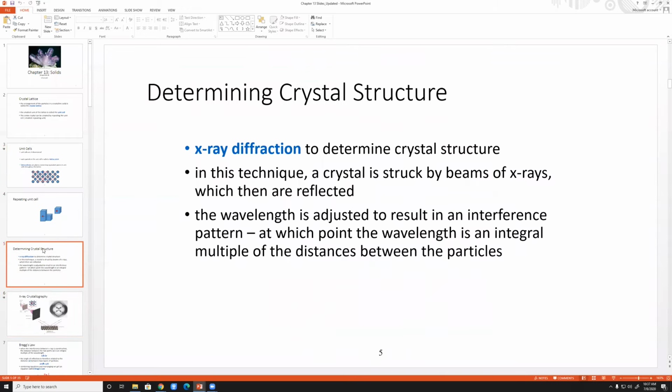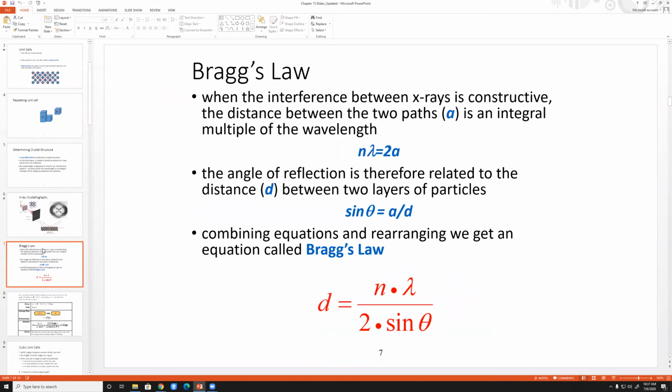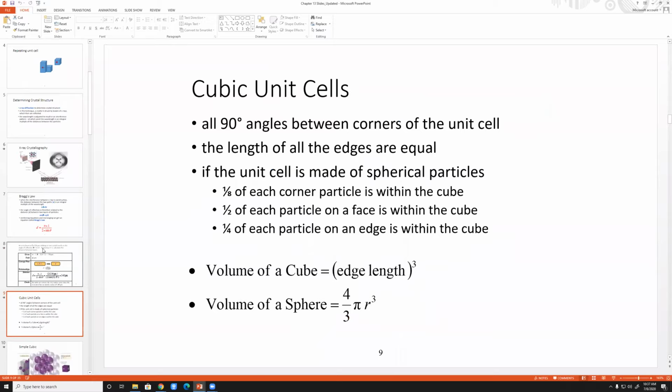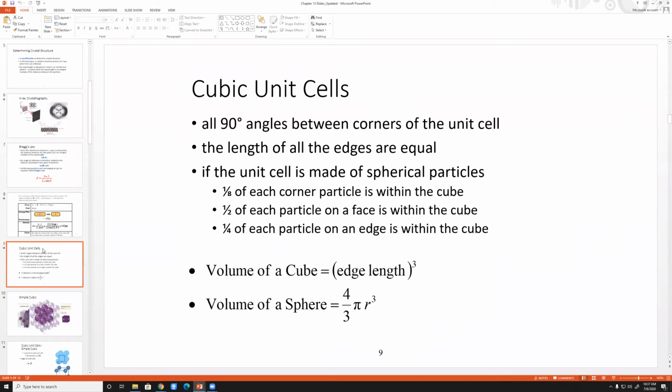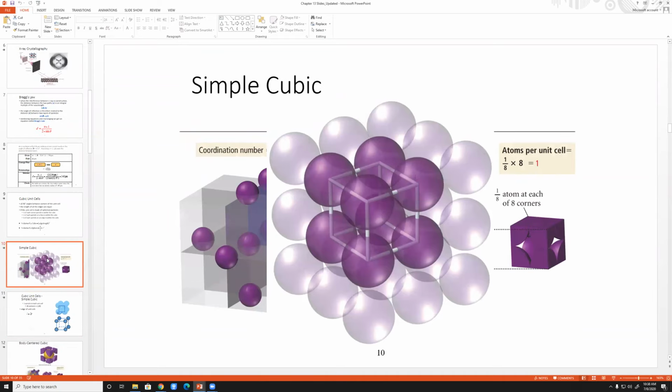So there's X-ray crystallography. We're not going to cover that. Bragg's law is more for physics, not really important. But what is important is the cubics, the different types of unit cells. Solids can form 3 different types of unit cells. And you can figure out from the unit cell type the volume of it and the density and stuff like that. But basically, the first one is called a simple cubic.